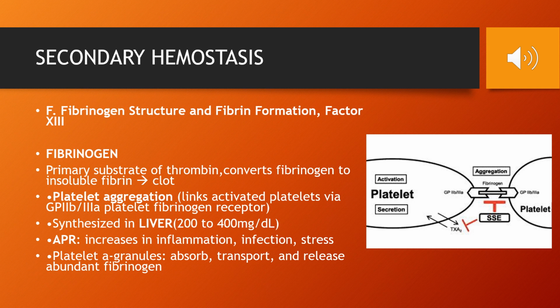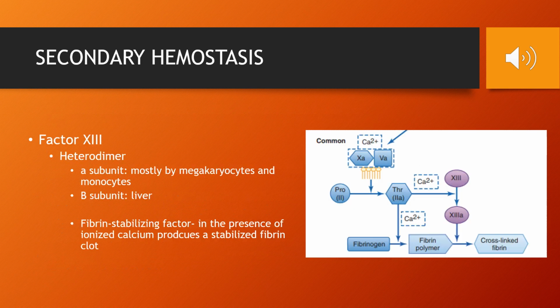This is synthesized in the liver with a normal plasma concentration of 200 to 400 milligrams per deciliter, which makes it the most concentrated of all the plasma procoagulants. Fibrinogen is also considered an acute phase reactant protein, wherein its level rises in cases of inflammation, infection, and other stress conditions. The platelet alpha granules absorb, transport, and release this abundant fibrinogen.